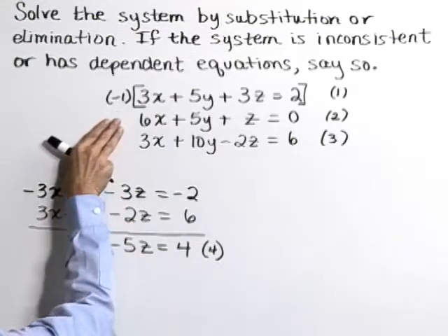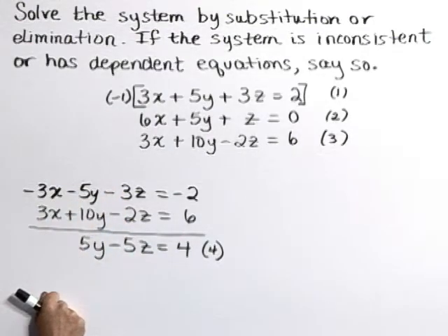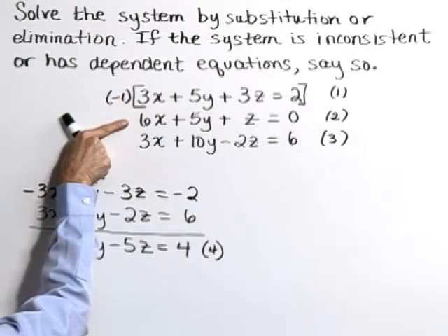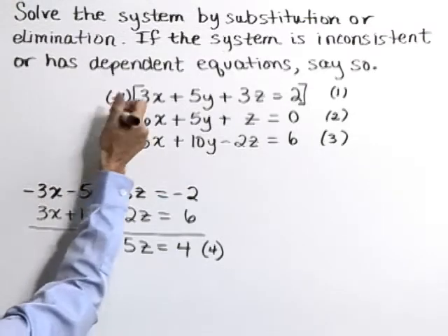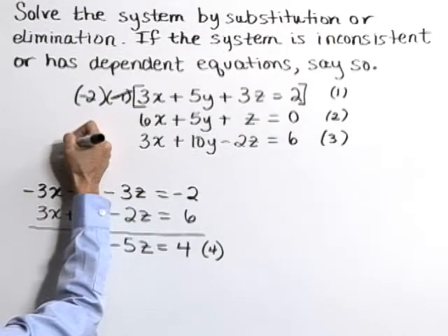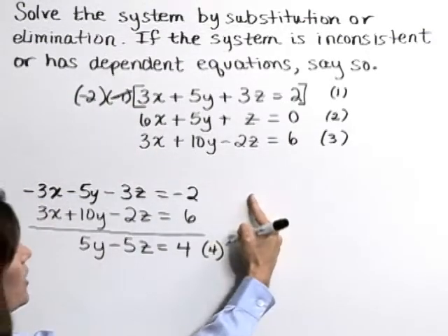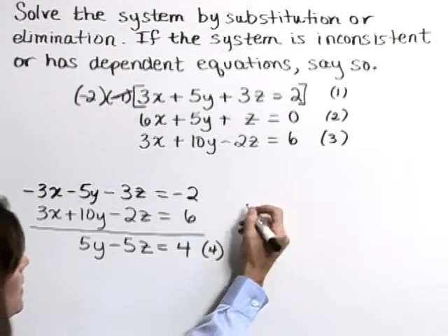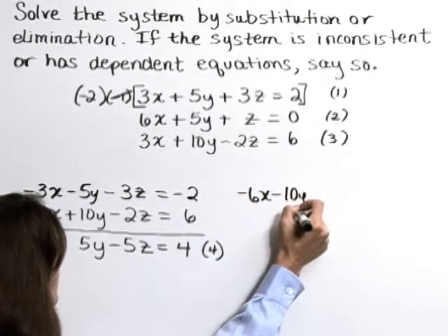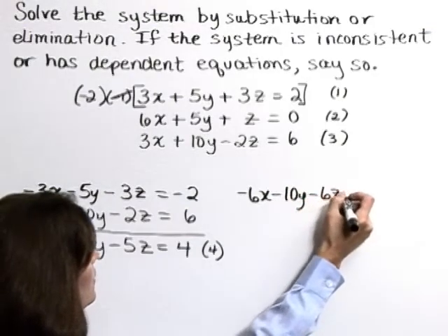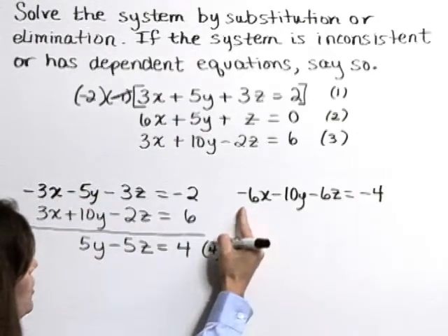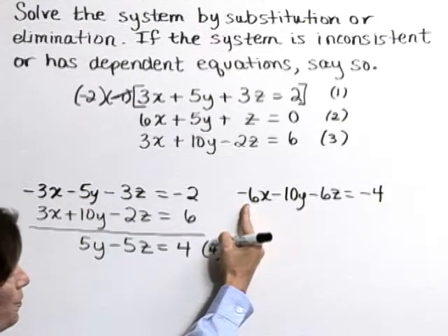Now let's go back to our original 3 equations, and let's select equations 1 and 2 and eliminate the variable x again. Here I'm going to fix equation number 1 by multiplying it through by -2. So that equation 1 then becomes a -6x minus 10y minus 6z is equal to -4. So that was equation 1 multiplied through by a -2.